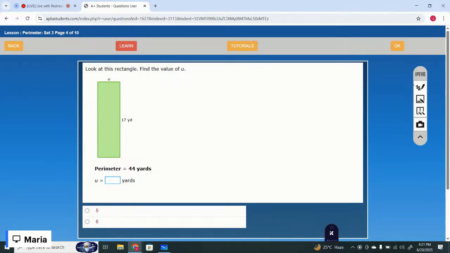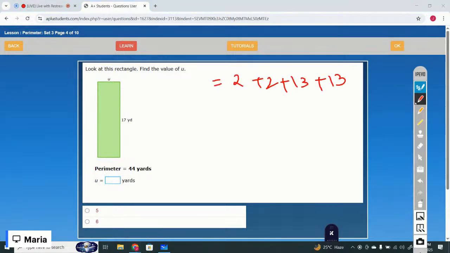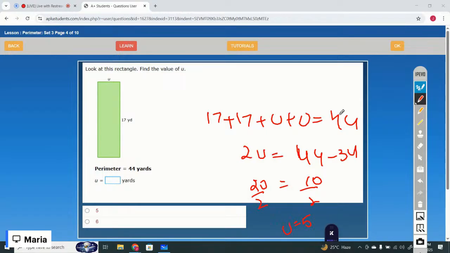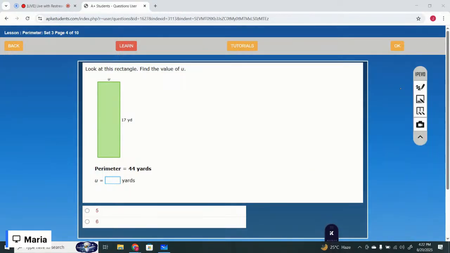So that is 17 plus 17 plus u plus u. And we are given the perimeter, that is 44. So 17 plus 17 is 34. Just subtract 34 on the other side. So 44 minus 34 is 10. Divide both sides by 2. So that is u equals 5. Option number 1 is the correct option. 5 it is. Okay, you can complete the lesson by yourself. Let me just move on to the next lesson.